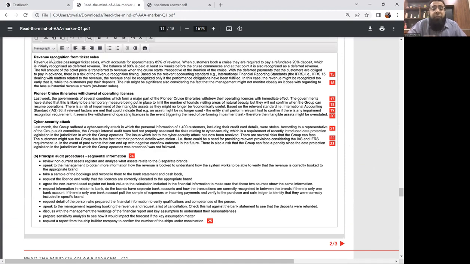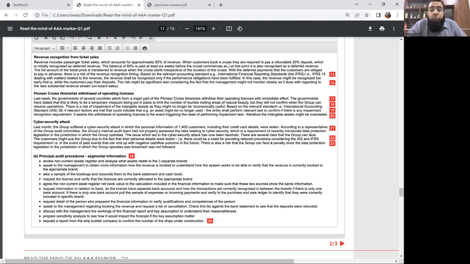See, you can identify that he has not done the prioritization of risk, because this revenue recognition should be written first. Revenue includes passenger ticket sales, which accounts for approximately 85% of the revenue. He again keeps on repeating the question simply. He doesn't have an idea of how he has to draft the risk.